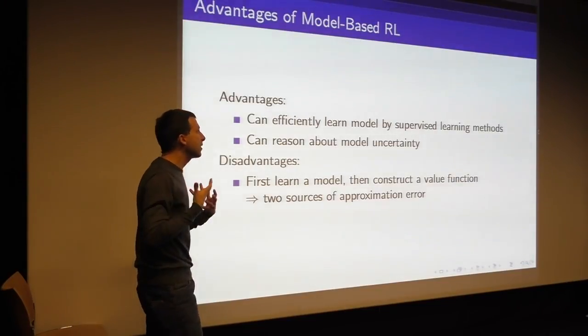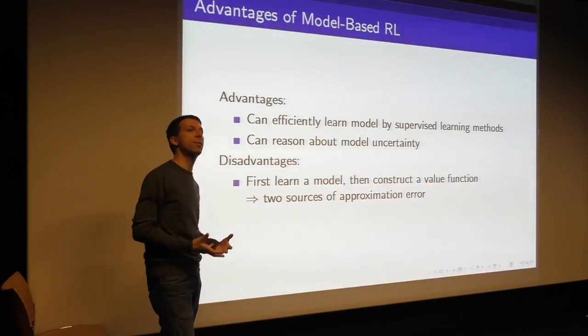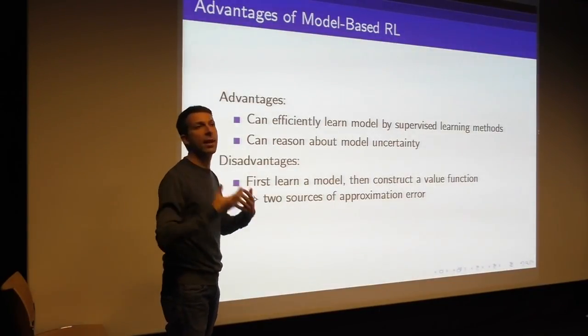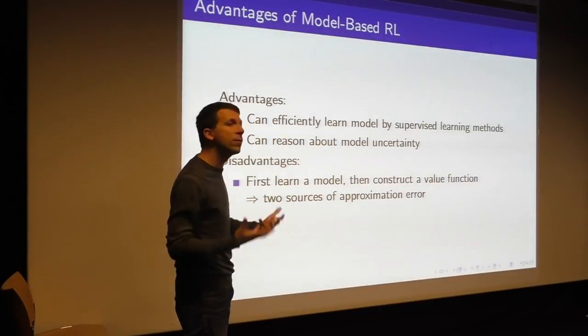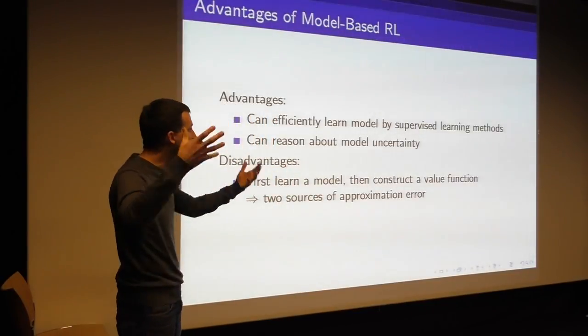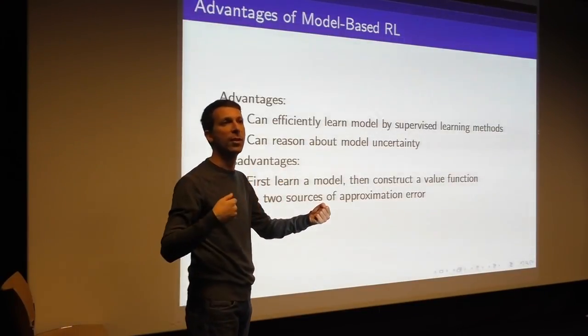So really that's perhaps the main advantage, that sometimes a model is a more compact representation than a value function, or not just more compact, a more useful representation of the information about the environment than you might access directly by a value function or a policy.